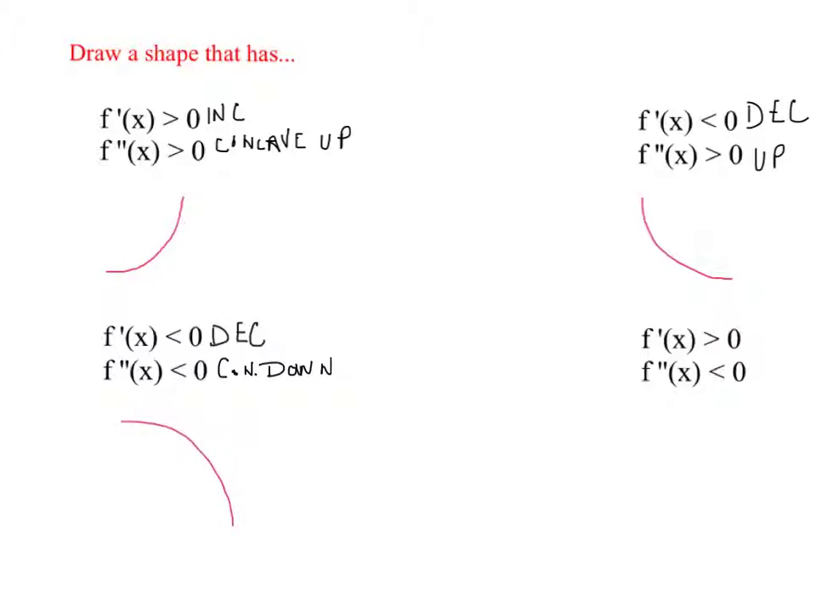Finally, I have a derivative that's positive. So positive derivative means increasing. And a negative second derivative, so concave down. So increasing and concave down would look something like that. So those are our big shapes here, and those are the things we can get from the first and second derivative. We can know if it's increasing or decreasing, and then we can know if it's concave up or concave down.